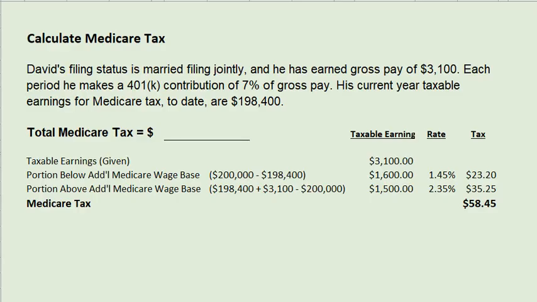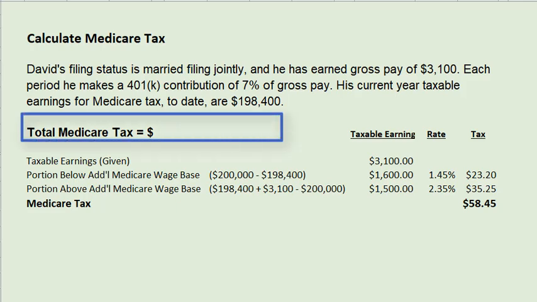Calculate Medicare tax. The problem reads, David's filing status is married filing jointly, and he has earned gross pay of $3,100. Each period, he makes a 401k contribution of 7% of gross pay. His current year taxable earnings for Medicare tax to date are $198,400. What is the total Medicare tax?